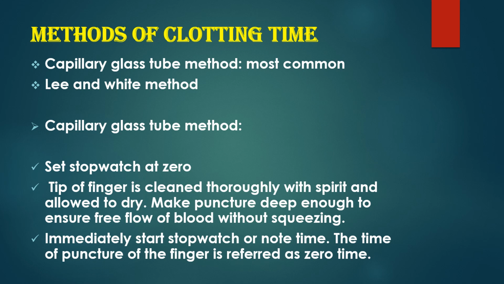First, start stopwatch at 0. Tip of the finger is cleaned thoroughly with spirit and allowed to dry. Make a puncture deep enough to ensure free flow of blood without squeezing your finger. Immediately start stopwatch or note time. The time of the puncture of the finger is referred to as 0 time. So these three steps are common in both bleeding time and clotting time.